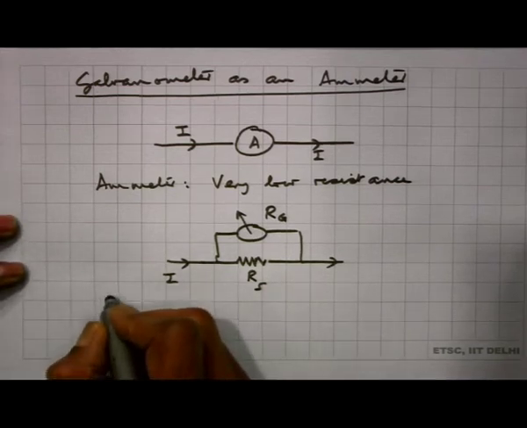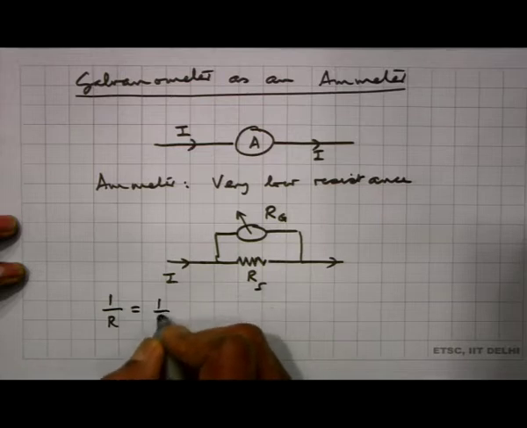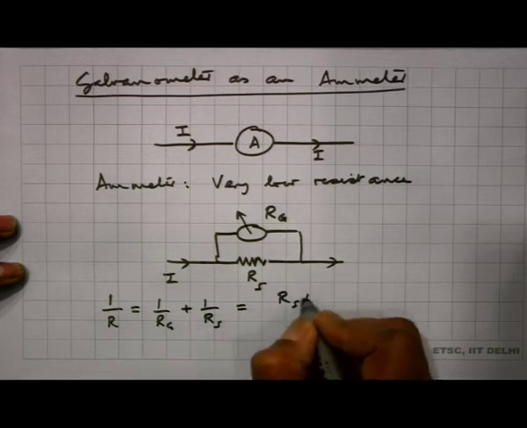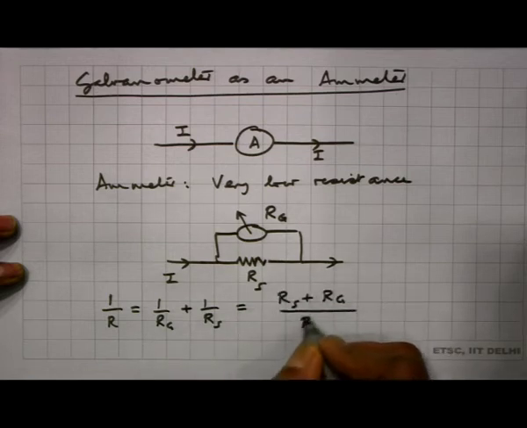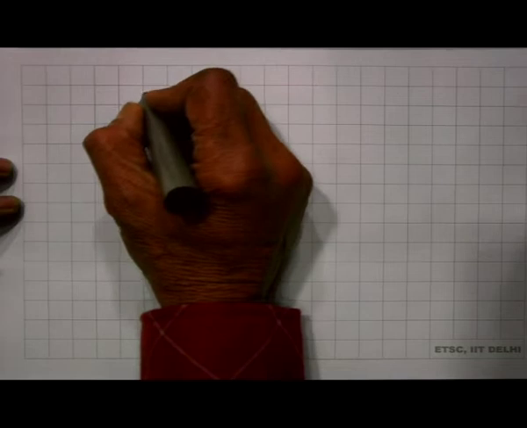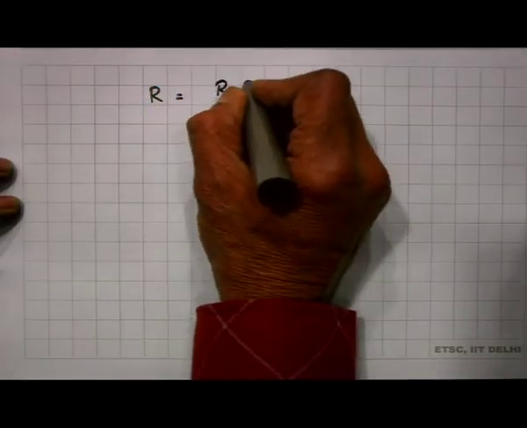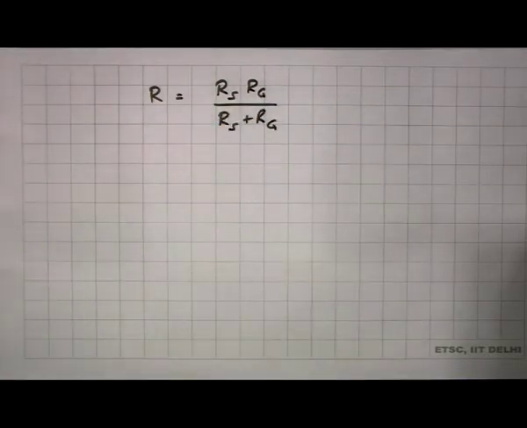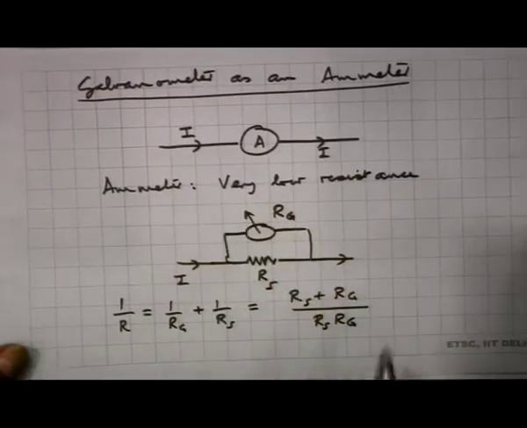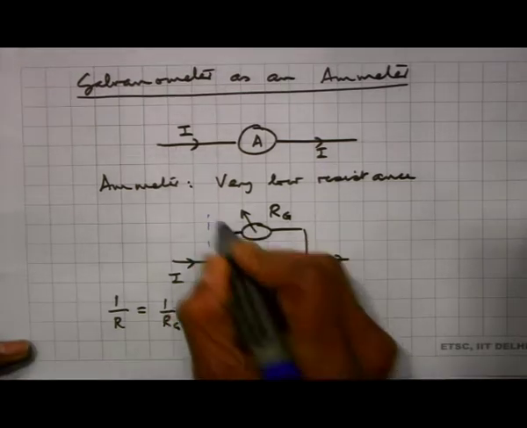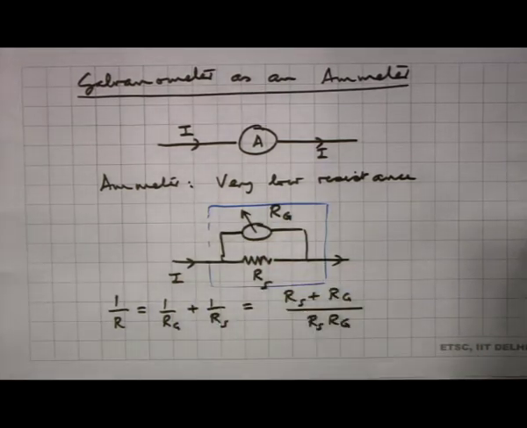So, you know that the net resistance is given by 1 by R is equal to 1 by Rg plus 1 by Rs, which is equal to Rs plus Rg by Rs Rg. So, that gives me the equivalent resistance as R is equal to Rs Rg by Rs plus Rg. This is the resistance of this part of the circuit. This is my ammeter now. I want to make this the ammeter. So, the resistance which I have added to the circuit is given by this.